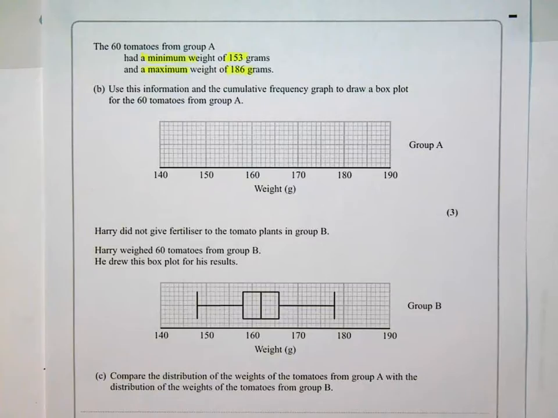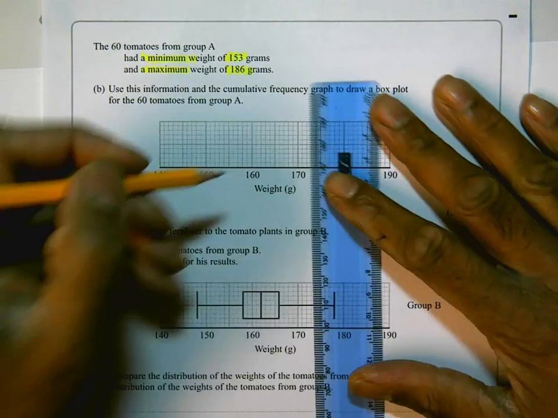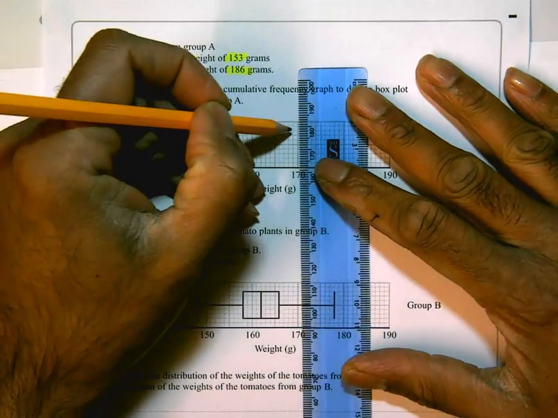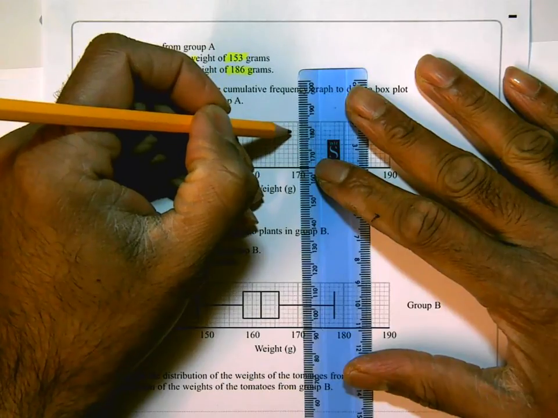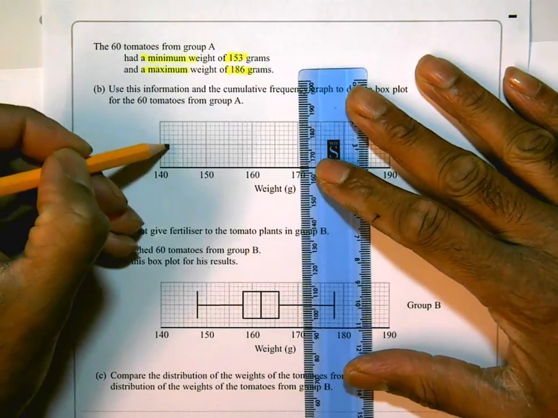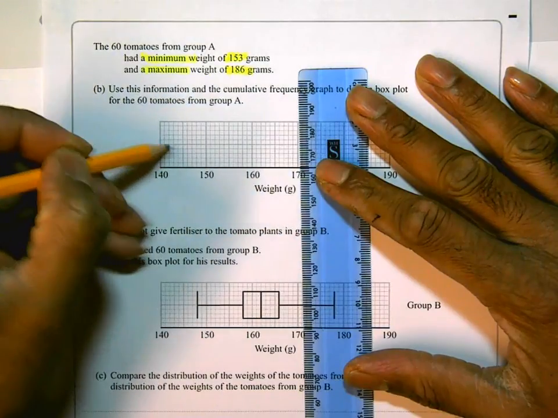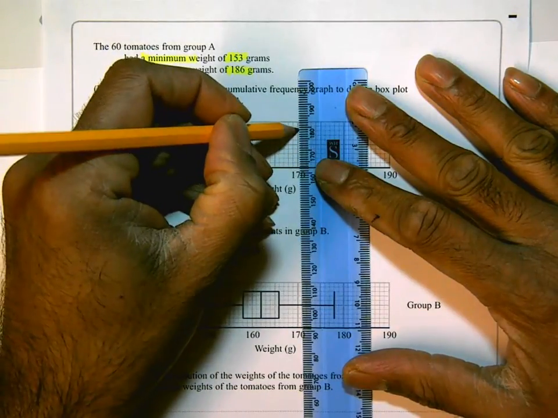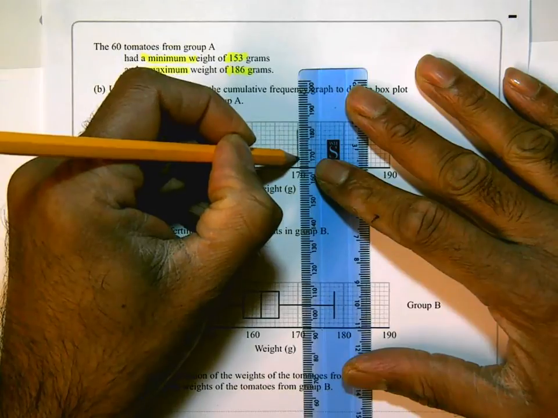Now from the cumulative frequency graph, we've already worked out that the median is 170. So I'm going to draw my median line, my box here, and I'm going to take care to draw it centered around this line here in the center. It doesn't need to be a work of art, but I'm going to try to make sure it's neat and it looks clear.